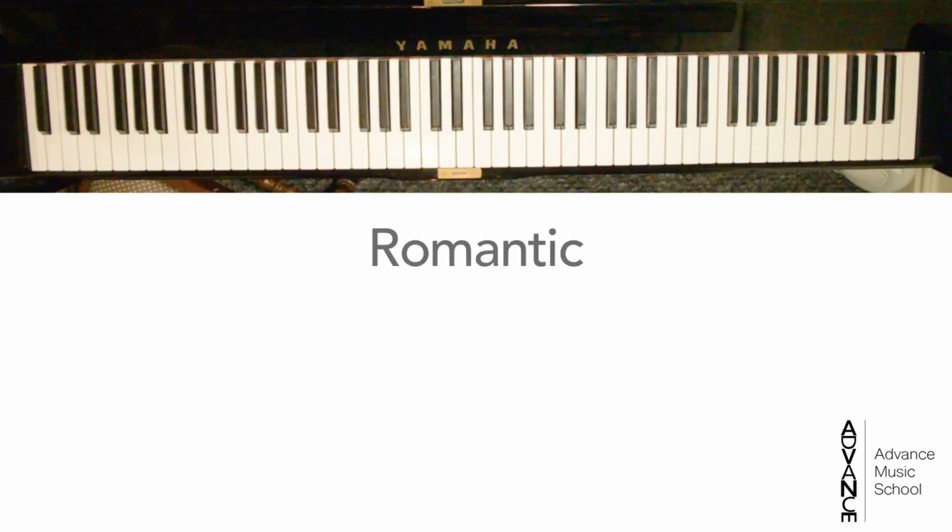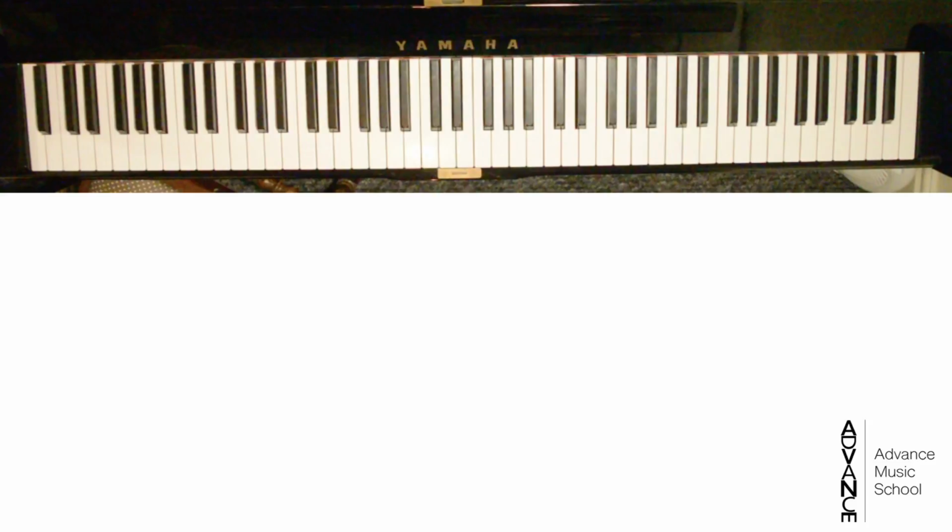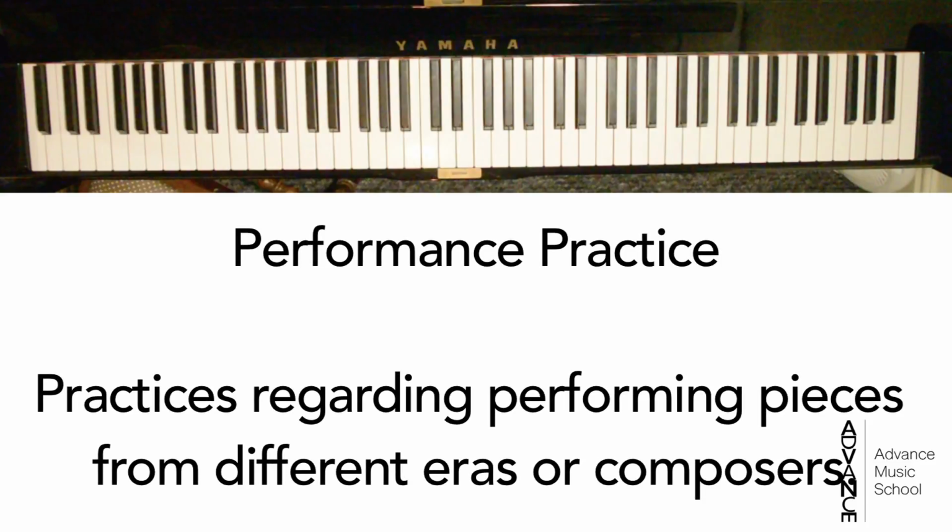After this, we have the Romantic period, which is from the 1830s to 1900. In this period, lots of dynamics are written in, and the music becomes much more specific. This is a very basic rundown of some of the aspects of performance practice. There is much more involved in performance practice, and it is always heavily debated, but this should help outline your approach to specific pieces.